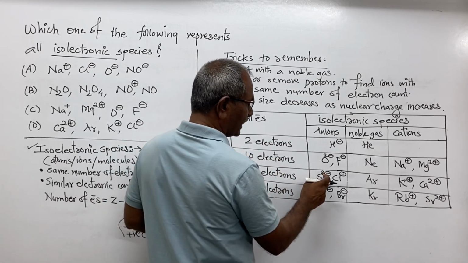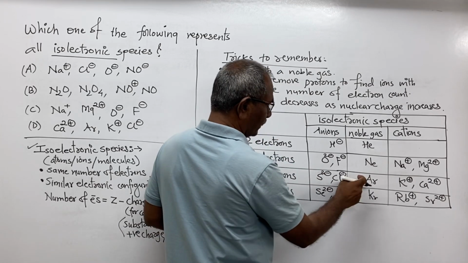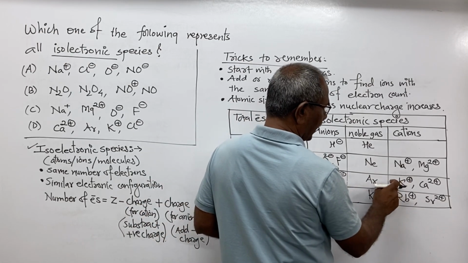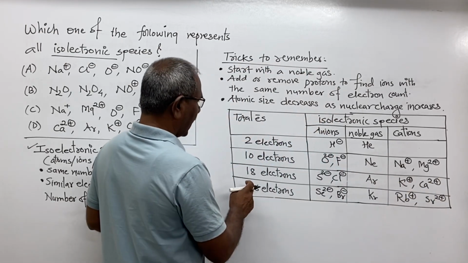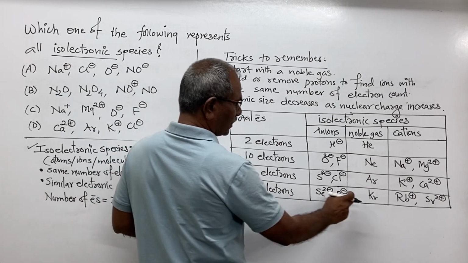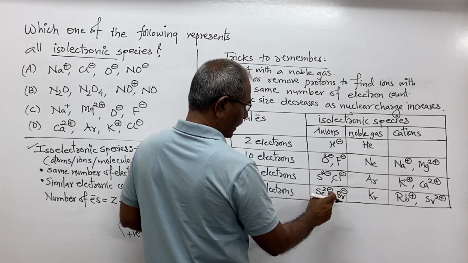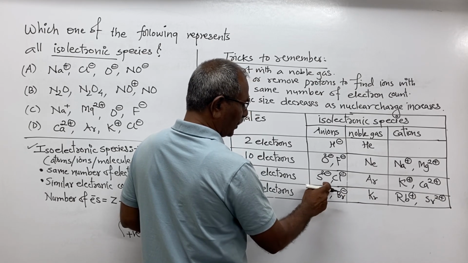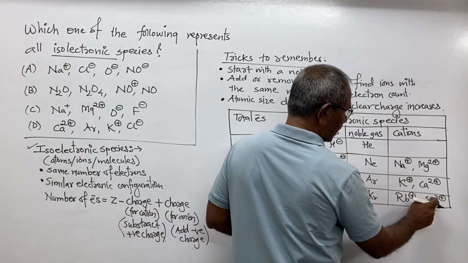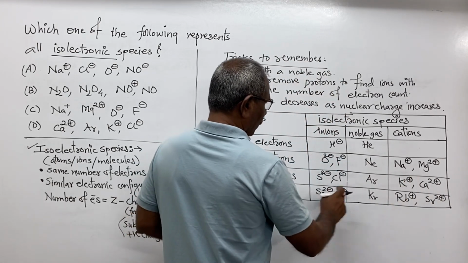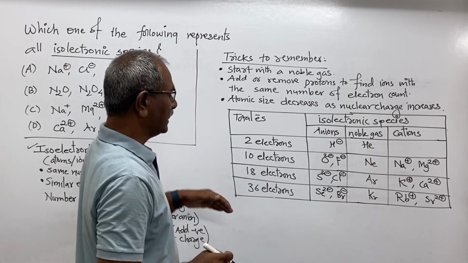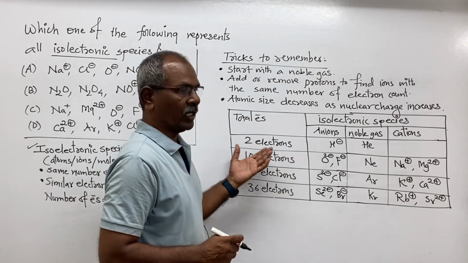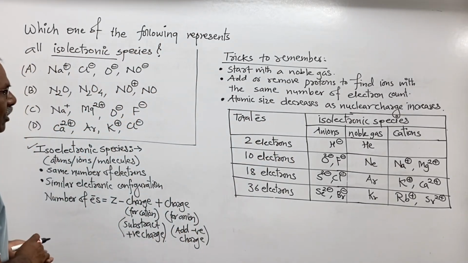For 18 electrons, the species are: first, noble gas argon; anions Cl minus, S2 minus ion; cations K plus ion, Ca2 plus ion. And for 36 electrons, krypton is the noble gas. Krypton has the same number of electrons as Br minus as well as Se2 minus, as well as Rb plus, Sr2 plus. So with the help of this chart, we can easily find out the isoelectronic species from the given. Now you have to find out the correct option.